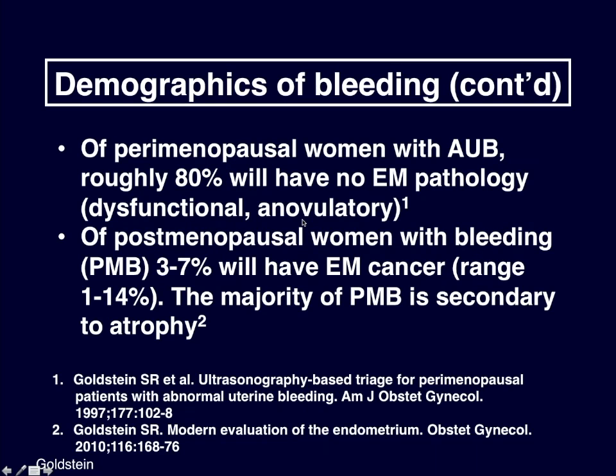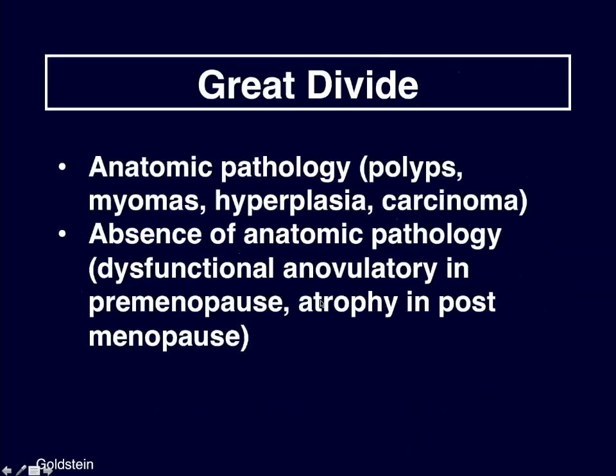Of perimenopausal women with abnormal bleeding, roughly 80% will have no endometrial pathology. In other words, their bleeding is dysfunctional and anovulatory, what some doctors will tell them is hormone imbalance. The other 20% may have an anatomic reason for their bleeding, and we'll get into that. In the postmenopausal women who bleed, what we call PMB, 3 to 7% will have endometrial cancer. The range is actually 1 to 14% if you look in the literature, but most studies place it at about 3 to 7%. The majority of postmenopausal bleeding, however, is secondary to atrophic changes.